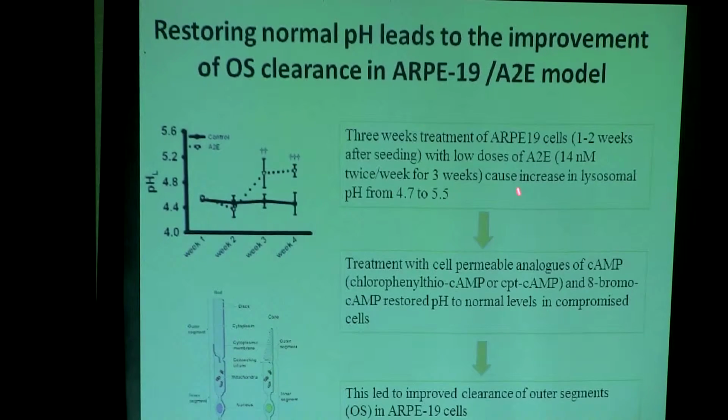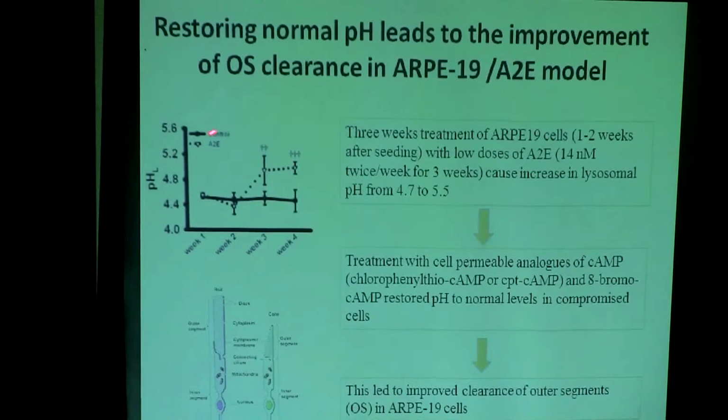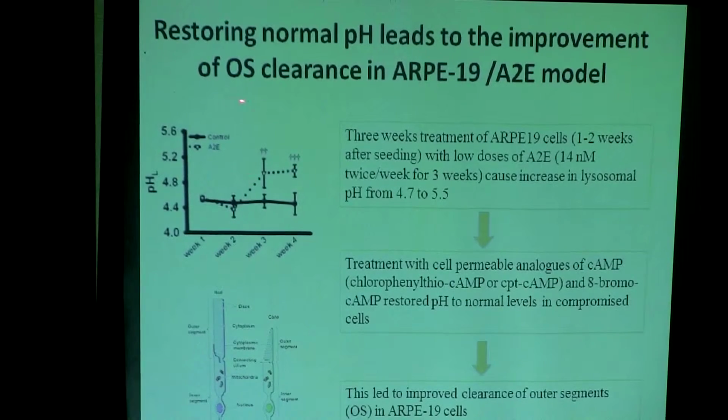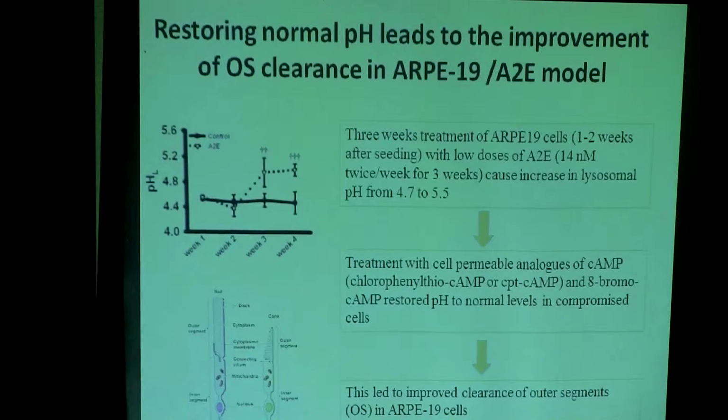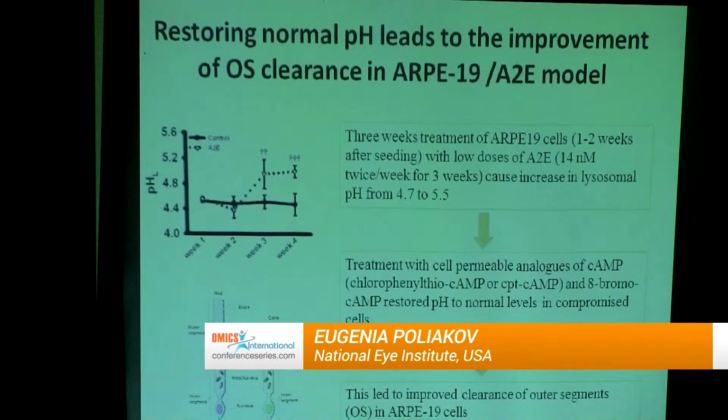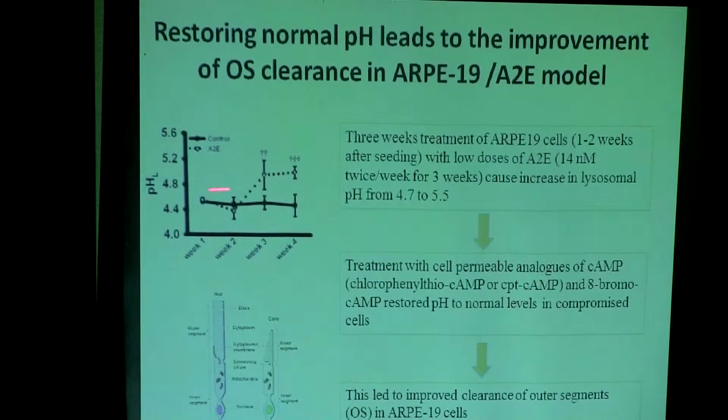Why are we interested in that? What's happening is that when you alkalinize lysosomes, you disrupt outer segment clearance. And one of the most important functions of normal RPE is uptake, phagocytosis, and degradation of outer segment material. The outer segment is getting shed all the time, and RPE is digesting this material. So when we alkalinize lysosomes of RPE, this digestion gets impaired, and you have accumulation of lipofuscin material in RPE.